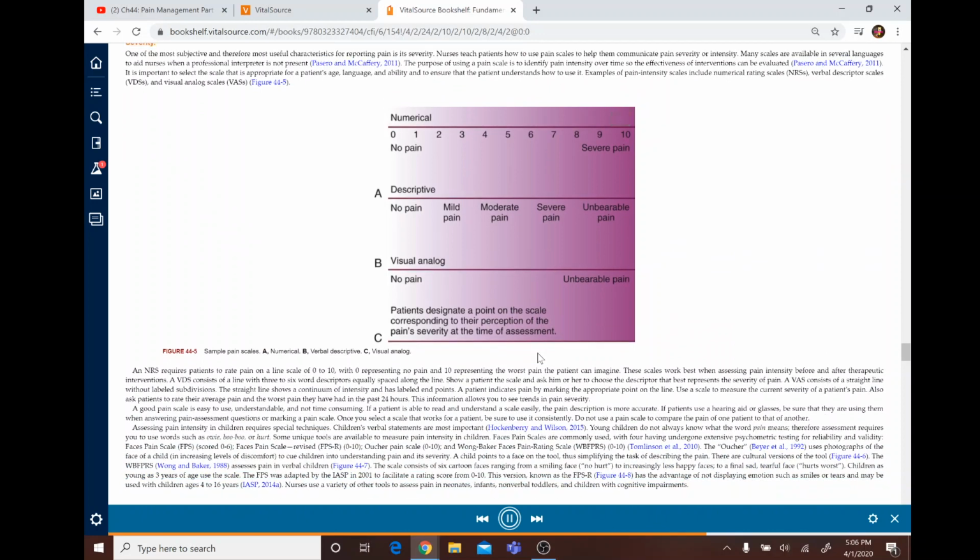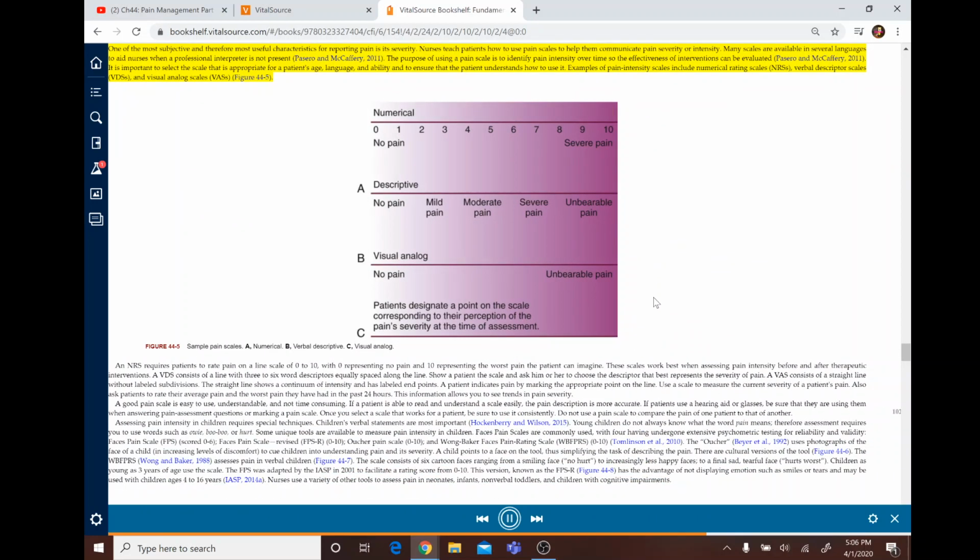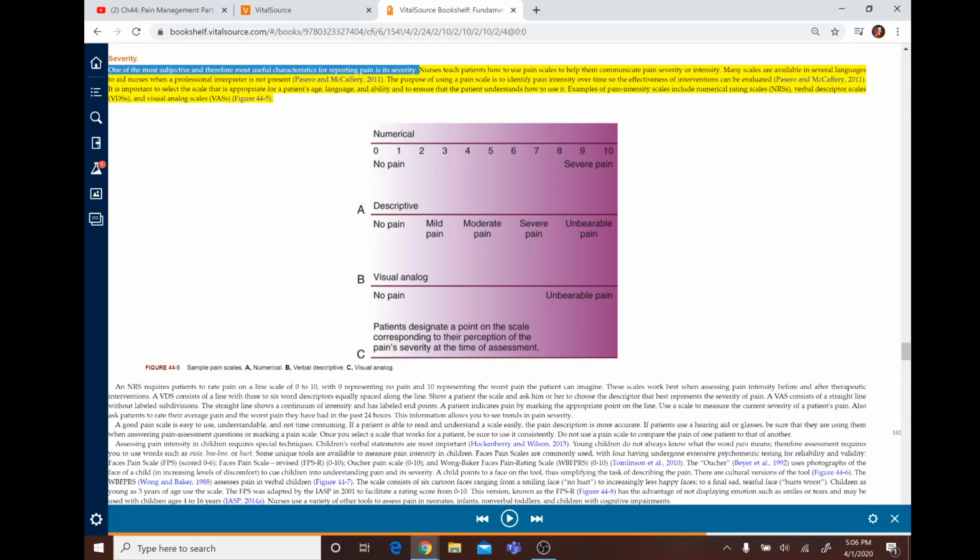Severity. One of the most subjective and therefore most useful characteristics for reporting pain is its severity. Nurses teach patients how to use pain scales to help them communicate pain severity or intensity. Many scales are available in several languages to aid nurses when a professional interpreter is not present. Passero and McCaffrey, 2011. So is the most important pain characteristic severity?